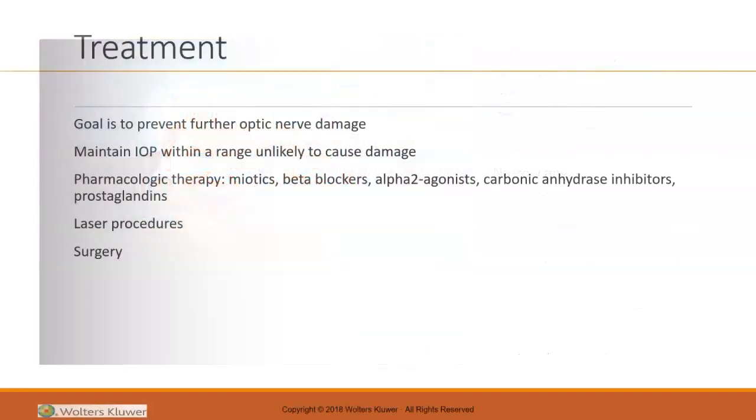So what are we going to do about it now that we know we're dealing with glaucoma? We want to prevent further optic nerve damage. That's the main thing, and we've got to maintain a good intraocular pressure. If we don't do that, we're going to have resulting damage. So we've got to do that pharmacologically. There's a whole list of medications there: miotics, beta blockers, alpha-2 agonists, et cetera, et cetera. So the list goes on. They may try a combination of things.